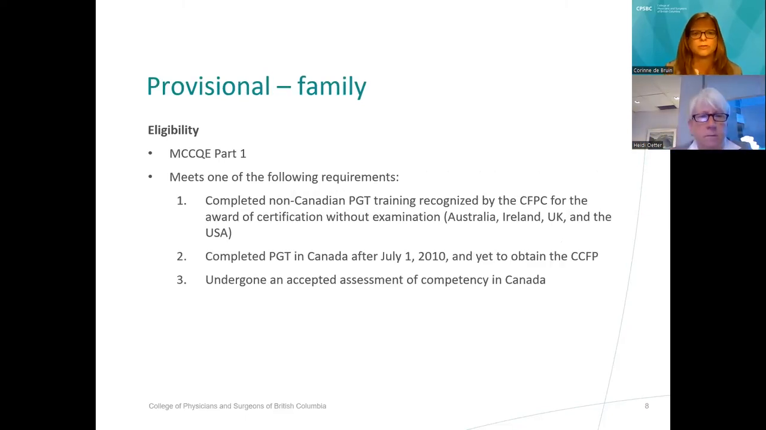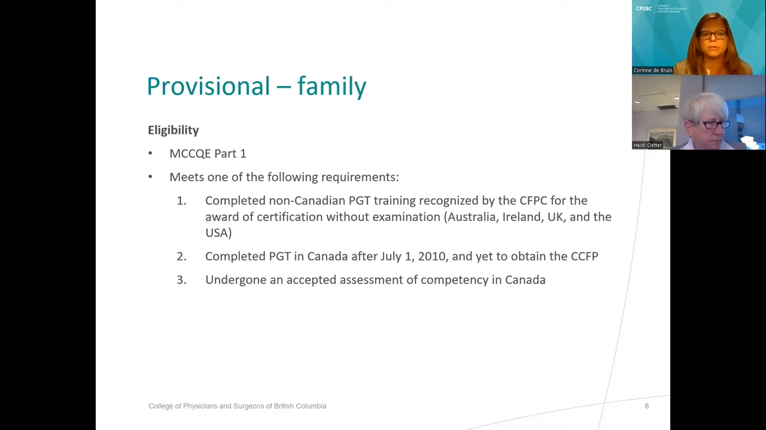For eligibility for the provisional family class, an applicant needs to complete the Medical Council of Canada Part 1, and they need to meet at least one of the following requirements. If they have postgraduate training that's not completed in Canada, but is recognized by the College of Family Physicians of Canada, they may be eligible in this class. And currently, the College of Family Physicians of Canada recognizes training in Australia, Ireland, the United Kingdom, and the USA. And so if an applicant has completed postgraduate training there, they can get awarded the CCFP without having to sit the examination in Canada. Or they need to have completed the postgraduate training in Canada, but they have yet to obtain that certification. And sometimes this is because a resident is off cycle.